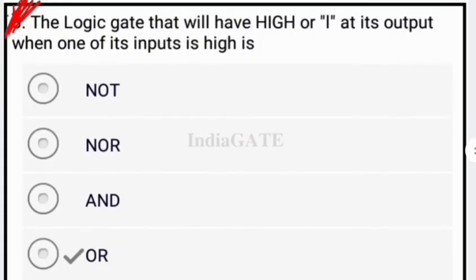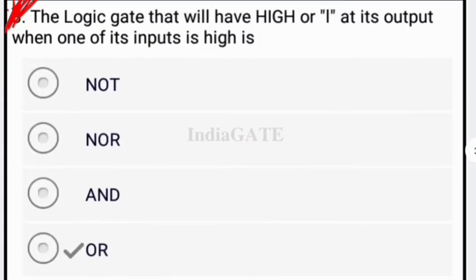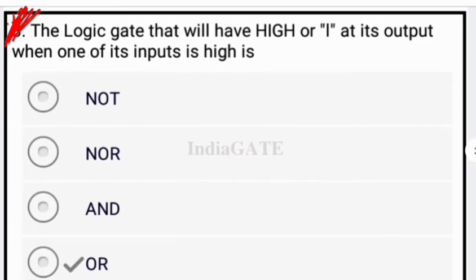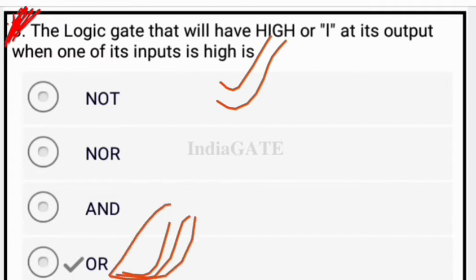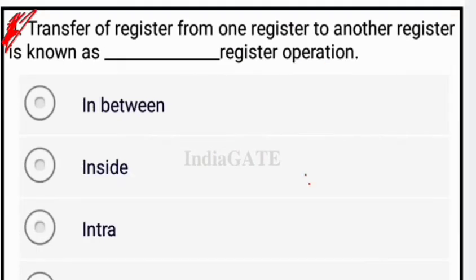Okay, now come to the next question. Here next question is defined as, the logic gate which will have the high or 1 as the output when one of its inputs is high? So answer is what? OR gate. Why? Because here if one of the inputs is high, then output is always 1, that is high in the case of the OR gate, not the other gates.